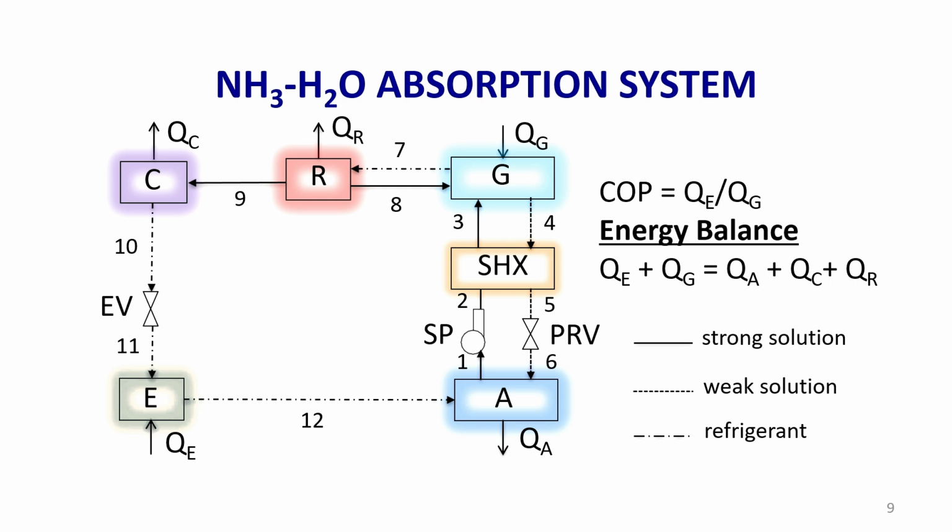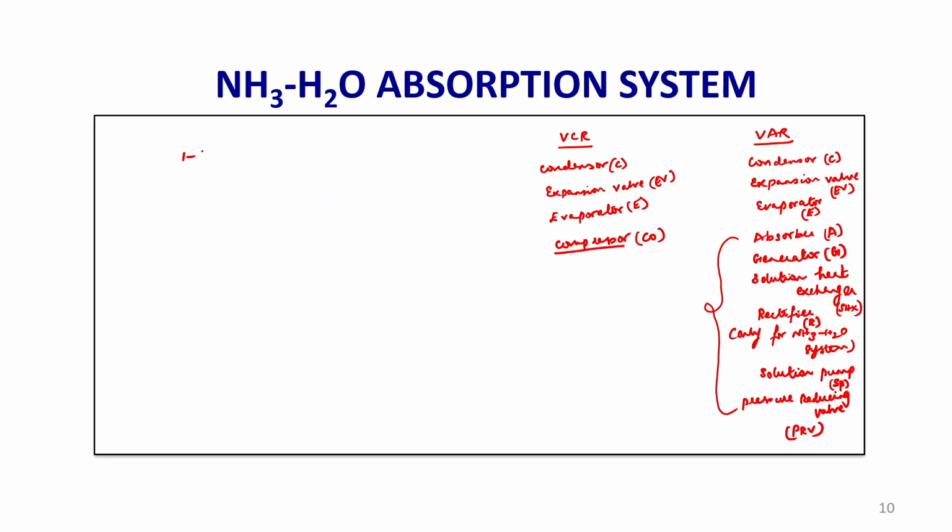Let me explain the process. In the case of a vapor compression system there are only 4 state points: outlet of compressor, outlet of evaporator, outlet of condenser, and outlet of expansion device in an ideal case. Here, if you see the components, there are 1, 2, 3, 4, 5, 6, 7, 8, 9 components. 1 to 2, 2 to 3, 3 to 4, 4 to 5, 4 to 6, is called the solution circuit.